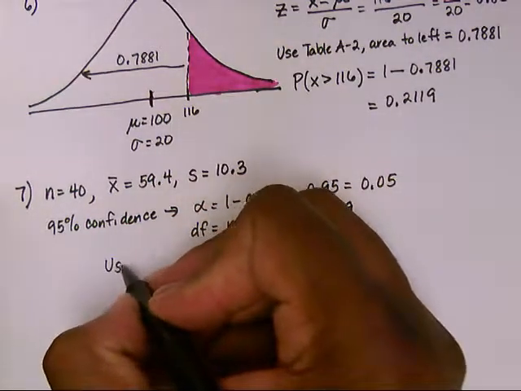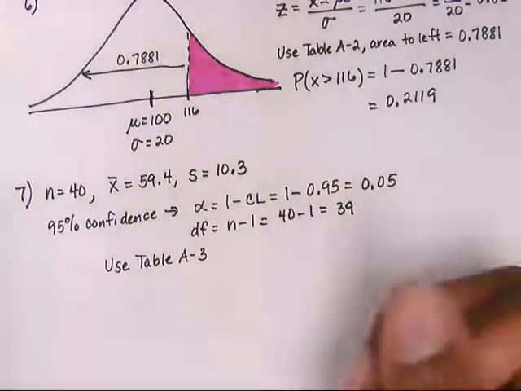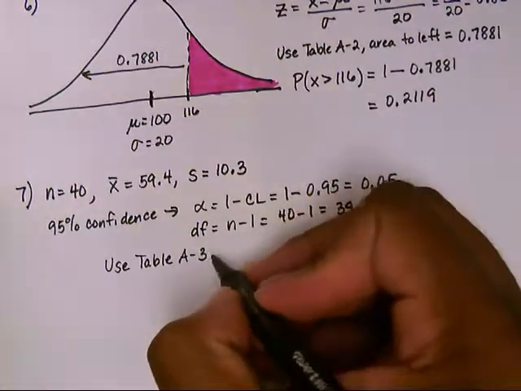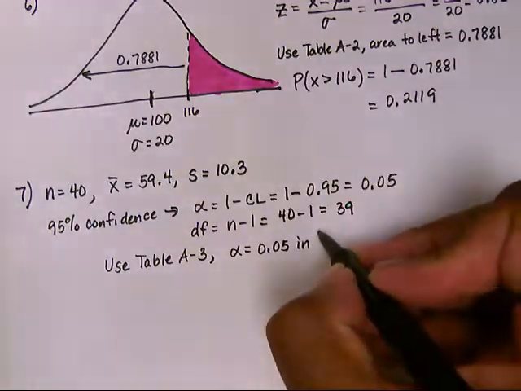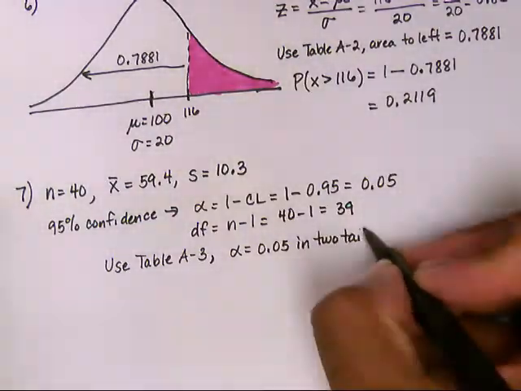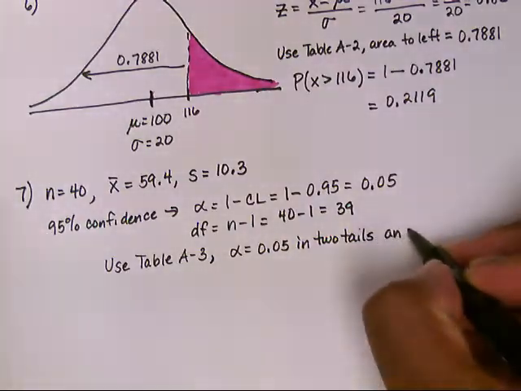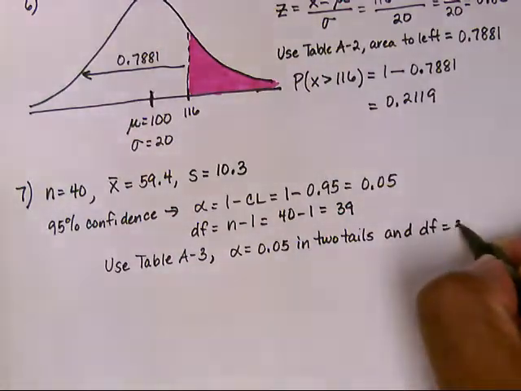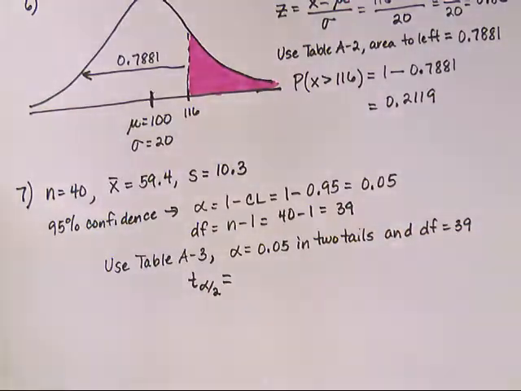So here we're going to be using table A-3. And we always use alpha is equal to 0.05, and we always use it in 2 tails when we're dealing with the confidence level or confidence interval. And degrees of freedom is 39. That's what's going to help us find our critical t value, which is t sub alpha over 2. So here's table A-3.